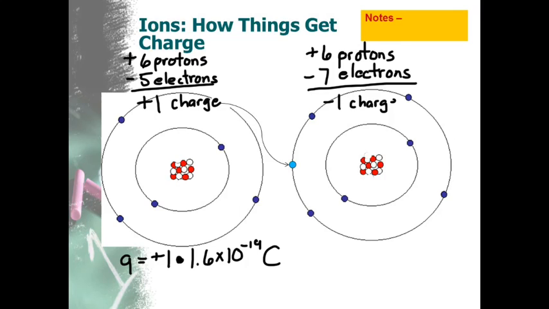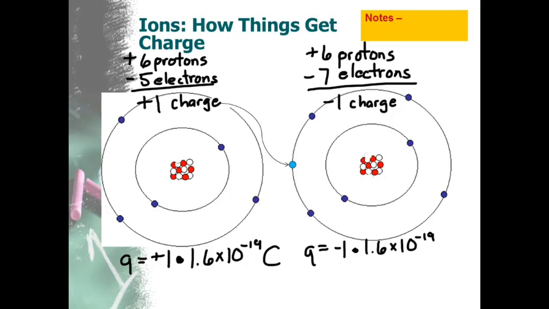And if I were to plug this into Coulomb's law, I would say that this has a charge equal to negative 1 times 1.6 times 10 to the negative 19. So this is how matter can get positively charged by losing an electron, or it can get negatively charged by gaining an electron.